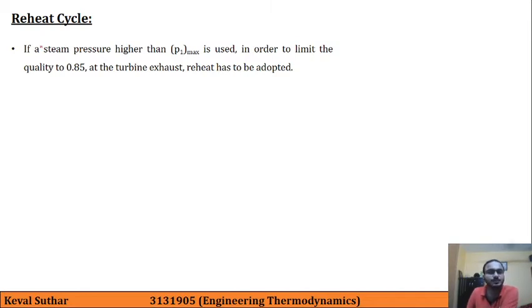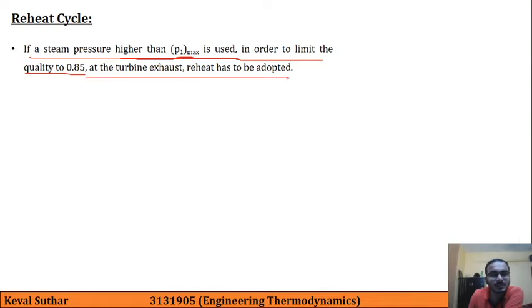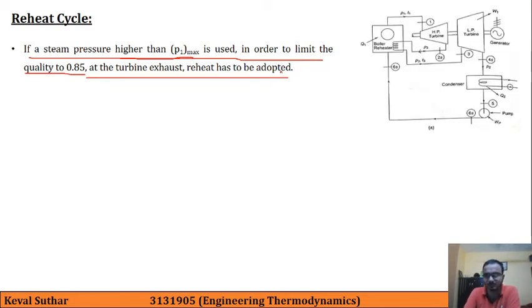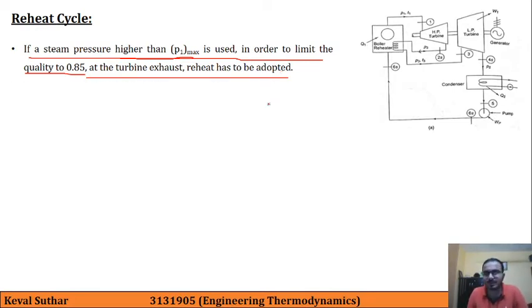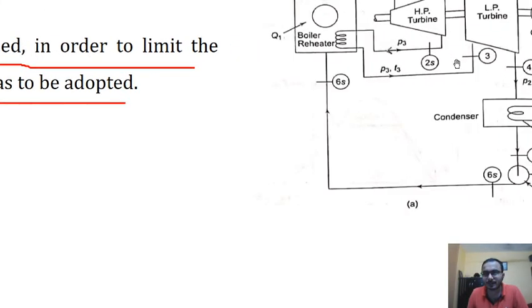So suppose here if a steam pressure higher than P1 maximum is used, in order to limit the quality to 0.85 at the turbine exhaust, reheat has to be adopted. So this is the new thing, or the modification that we are making, the first type of modification in our standard Rankine cycle. So here first of all let us see how it is functioning.